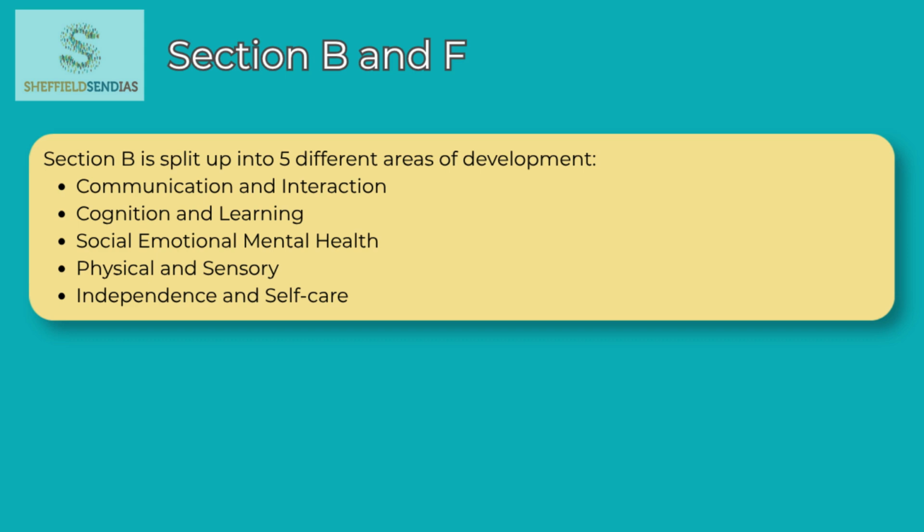Cognition and learning, and this covers any learning difficulties or disabilities, including specific learning disabilities, such as dyslexia. Social emotional mental health, or SEMH. This covers difficulties managing behaviour or regulating emotions. Physical and sensory needs. This covers any physical disabilities or sensory impairments, such as a hearing impairment or a vision impairment. And finally, independence and self-care, how independent your child is and what tasks can they do for themselves.